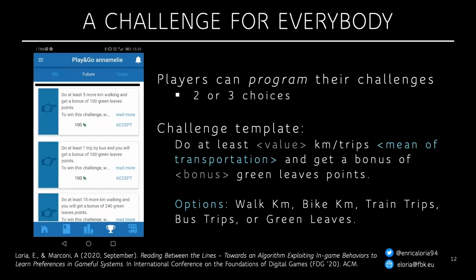Challenges must be completed within a week, and if won, award players additional points. Challenges can vary in the target requested, which is in the form of a number of kilometers or trips to perform. Therefore, challenges can be computed on walk kilometers, bike kilometers, train trips, bus trips, or more in general, on game points.